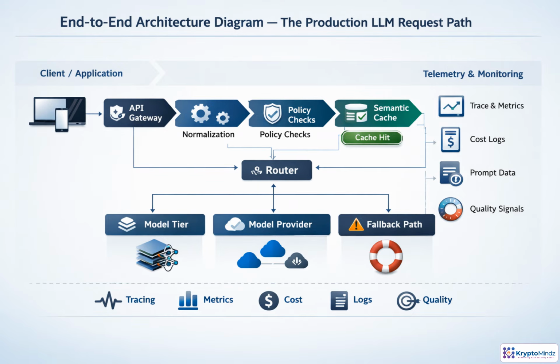A production LLM request is more than send prompt, get answer. It passes through controls that make the system safe, fast, and observable. The gateway authenticates and rate limits. Normalization puts the request into a consistent format, and policy checks enforce security and usage rules. Before inference, the semantic cache asks, have we already answered something equivalent? A hit returns quickly. A miss goes to the router, which selects the right model tier, provider, or fallback. Along the way, the platform emits traces, metrics, costs, prompt versions, and quality signals, so each response can be explained and operated.